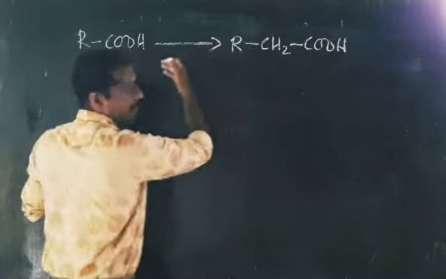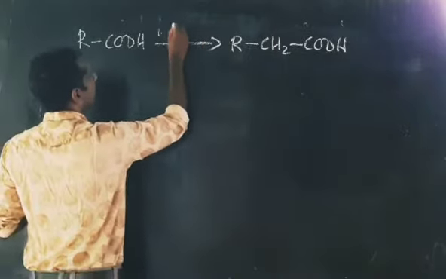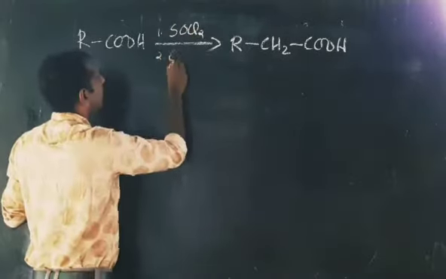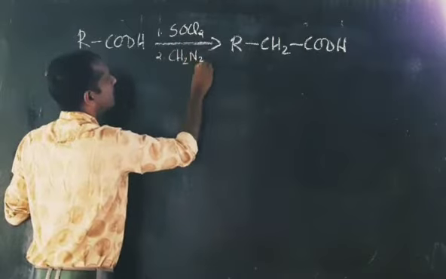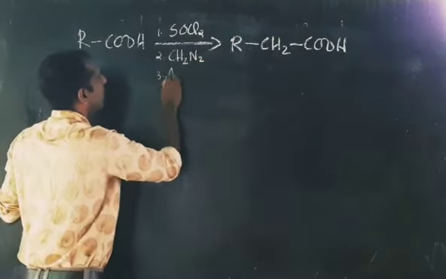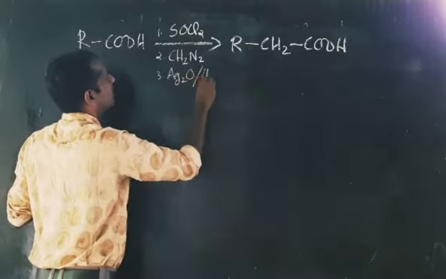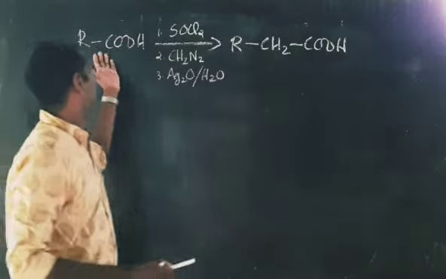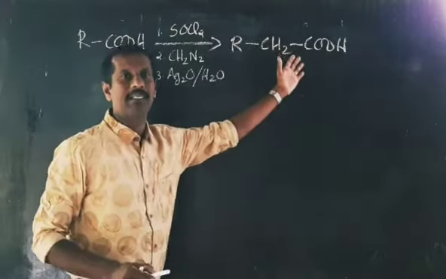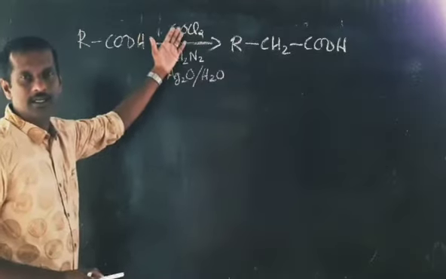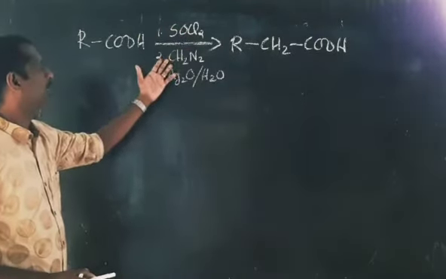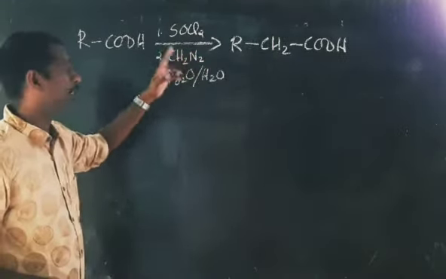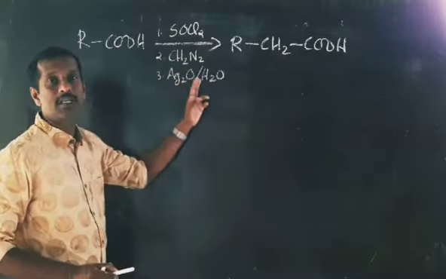And for this conversion, what reagents are required? One is thionyl chloride, SOCl2. Second one is diazomethane, CH2N2. And third one is silver oxide, Ag2O, in presence of water. So these are the reagents required for the conversion of one carboxylic acid to higher homologous acid: thionyl chloride, CH2N2 diazomethane, and silver oxide in presence of water.